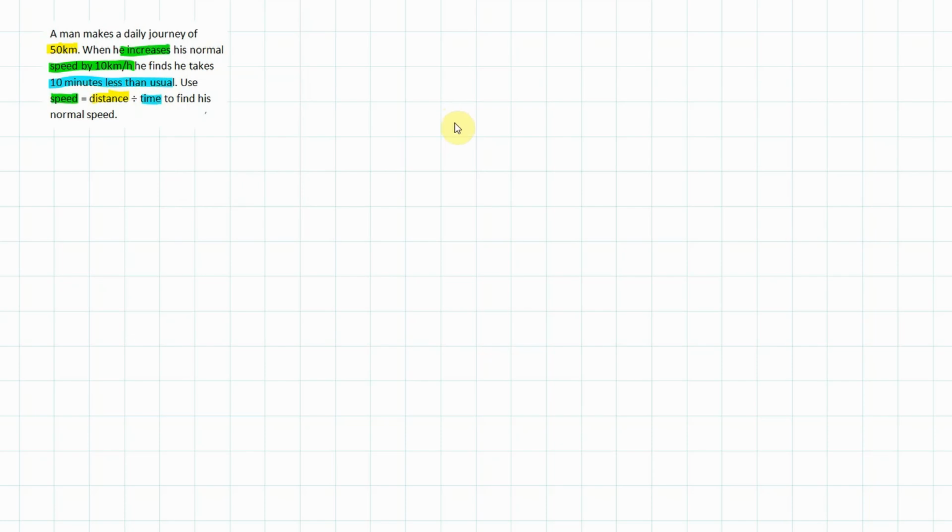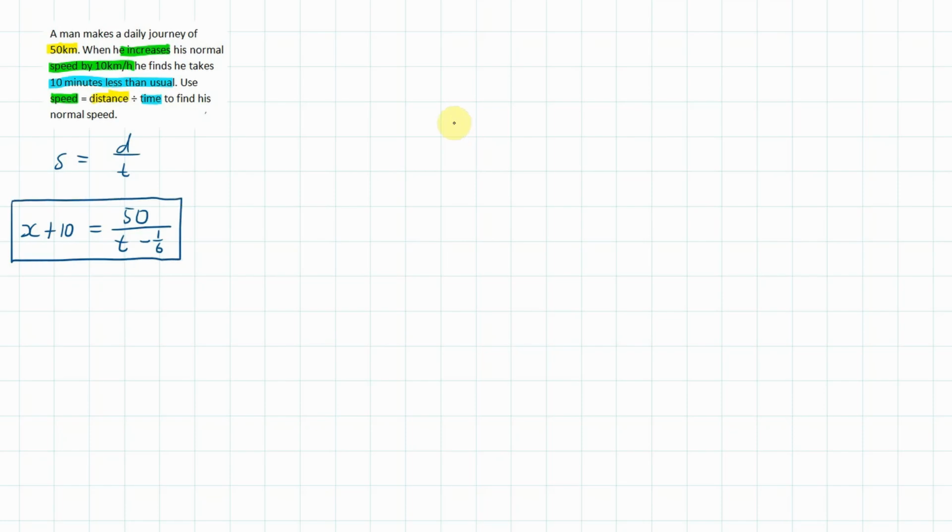So what I'm going to do here is write his speed. Speed equals distance over time. His speed has been increased by 10, so it's x plus 10. The distance is 50, and the time is the original time, subtract 10 minutes. Now, we want them to be in hours. Since this is in kilometers per hour, we need to change that into hours. So 10 minutes is 1/6 of an hour. So this is my first equation here.